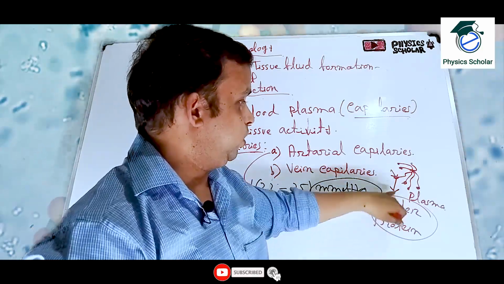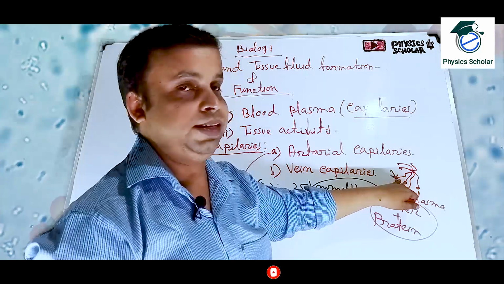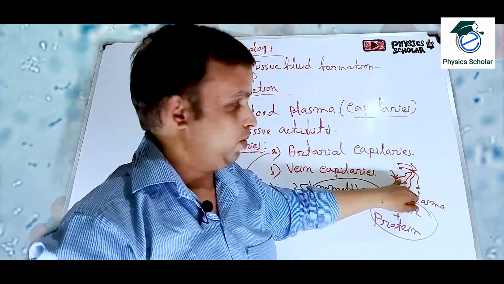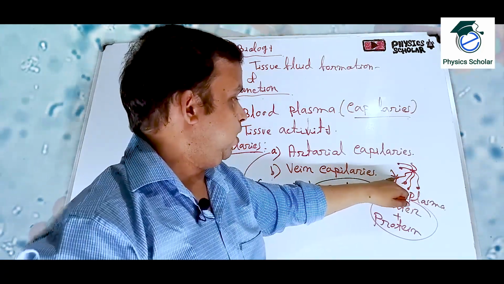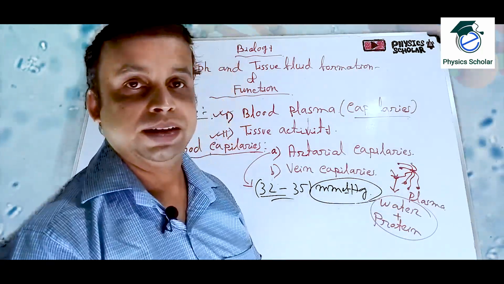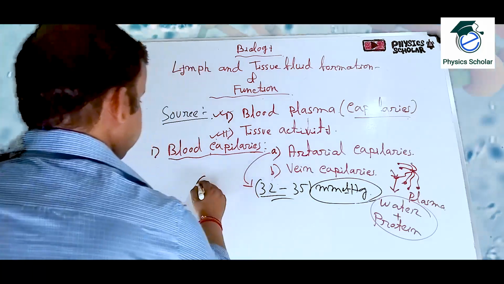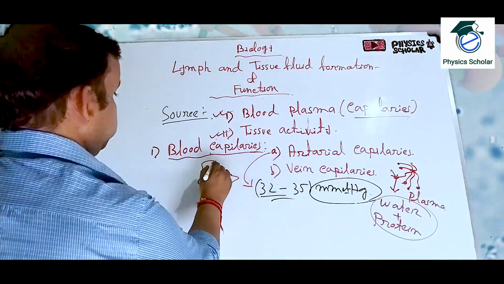The water and protein from the plasma of blood will come out, because the pressure of blood inside this capillary is more. Okay, so that's why it will come out. Okay, the water and the protein. Clear? As a liquid it will come out, and these are the different type of tissues.